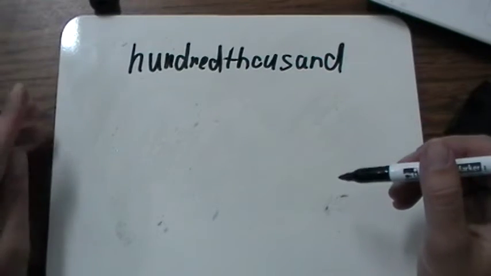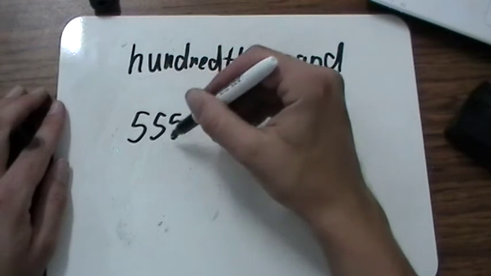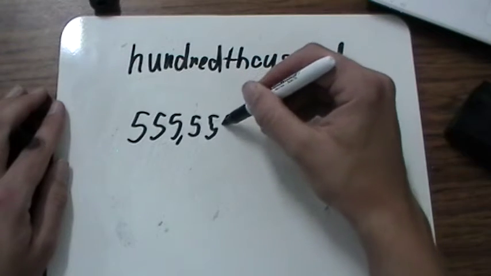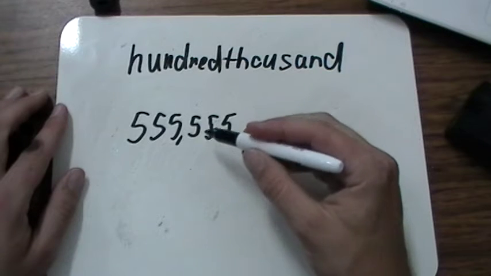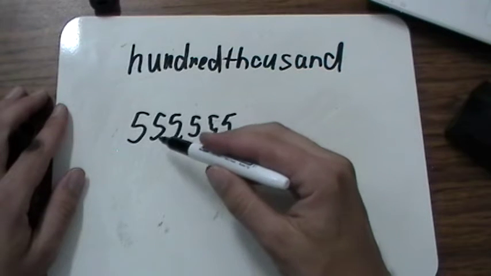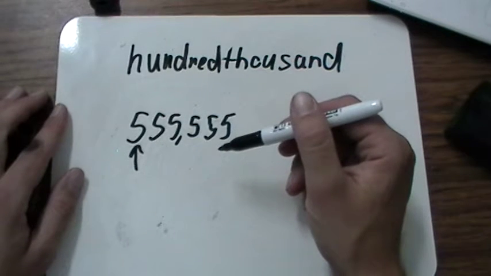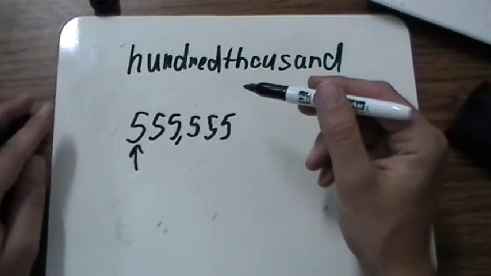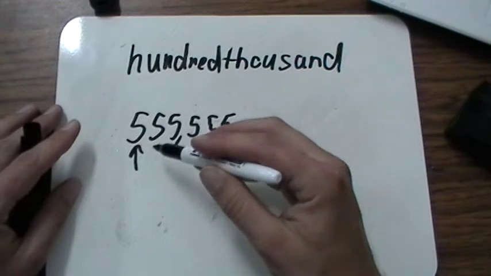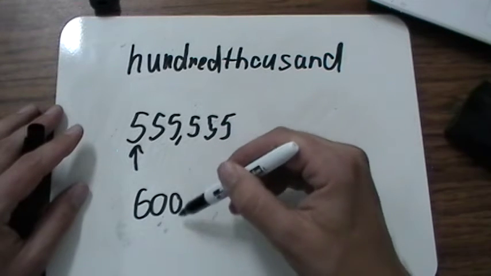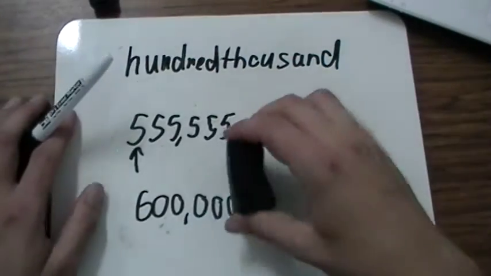Nearest 100,000, okay? Well, let's take that same number we just looked at, 555,555. Where's the 100,000 place? Ones, tens, hundreds, thousands, 10,000s, 100,000s. All right. So should I round up to 600,000 or down to 500,000? Remember, the rule of the magic 5 tells me round up. 600,000. Let's round one more time.